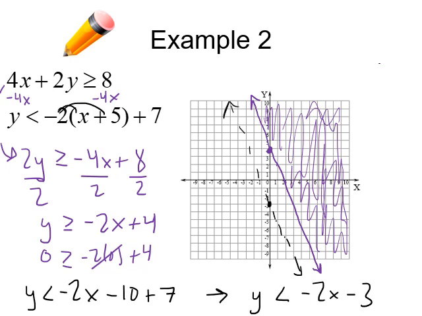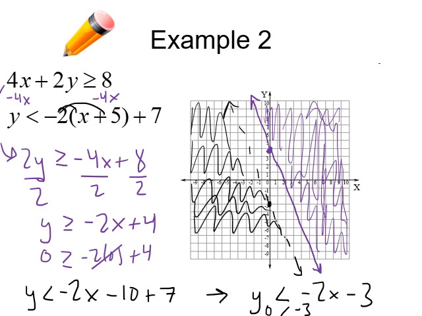Again, I'm going to test 0, 0. And 0, 0 is up to the right from our line. So is 0 less than negative 3? No, it is not. So I'm going to shade this direction, to the left of that line, since 0, 0 is not in this region. So these are all my true points. And notice that these two pieces do not intersect, so this has no solution.